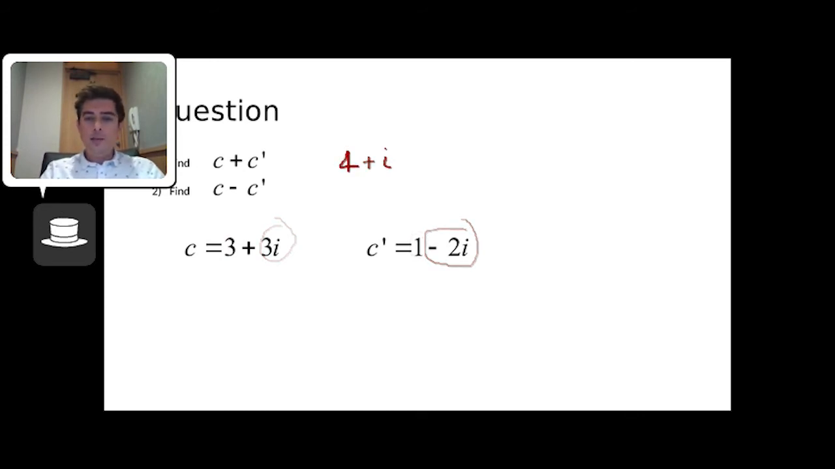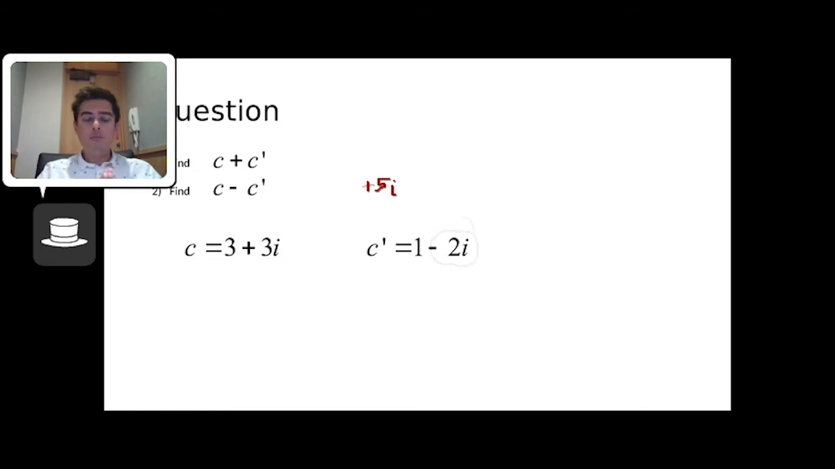What about c minus c prime? The real part is 3 minus 1, so that's 2. And we need to subtract the imaginary part. So it's 3 minus minus 2, which is 5. So the answer is 2 plus 5i. Okay, so that's our two values of the complex additions and subtractions. Just a little quiz there for you.